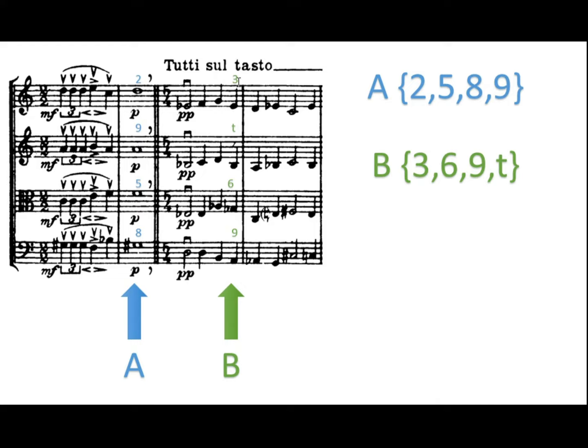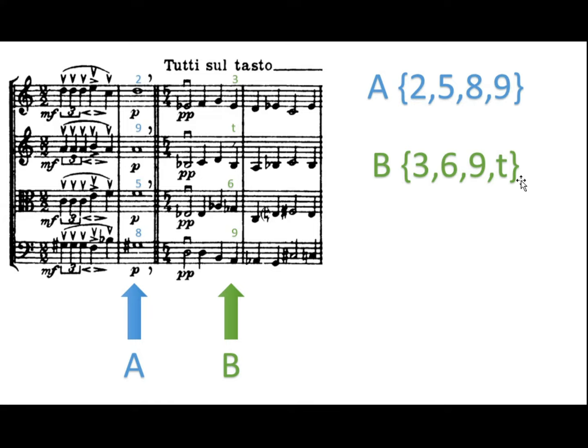The pitches involved are G sharp, F, A, D, which turn into the integers 8, 5, 9, 2. To put those integers in normal order, they would result in 2, 5, 8, 9. The pitches of chord B are A, G flat, B, E flat, or the integers 9, 6, T, 3. Putting those in normal order, we have 3, 6, 9, T.